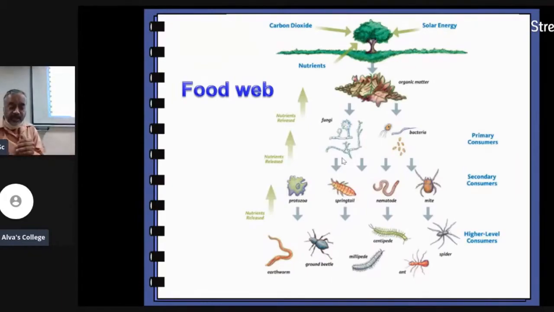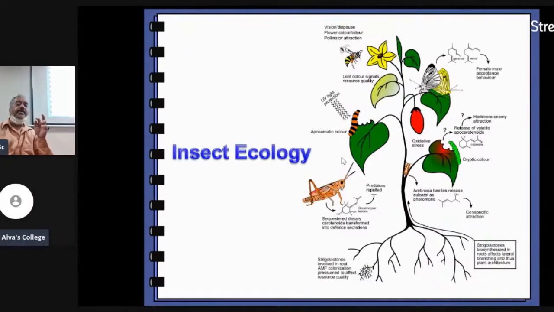Now, another interesting thing is, as we said, that insects are found in all the trophic structures. Plants are producers, then we have primary consumers, secondary consumers, and tertiary consumers. Insects have a role in all these trophic structures, and so they are crucially important in an ecosystem. The ecology, the environment, and insects are very closely related.